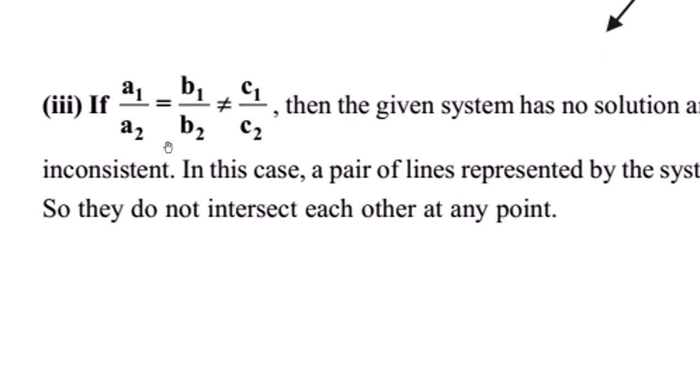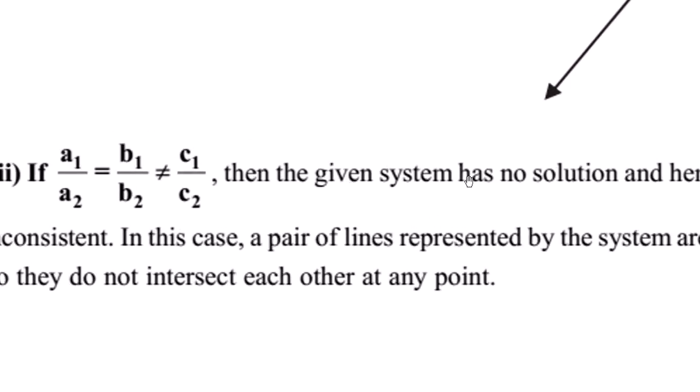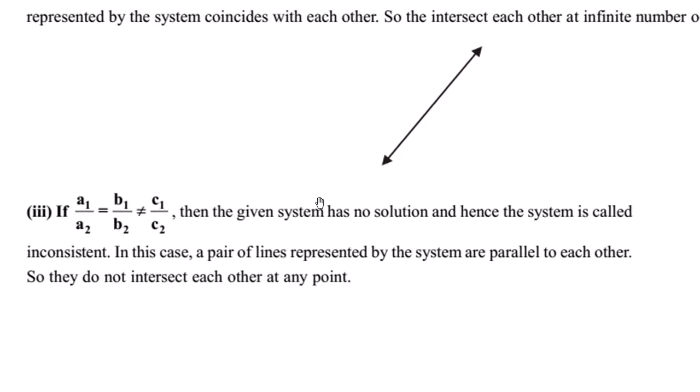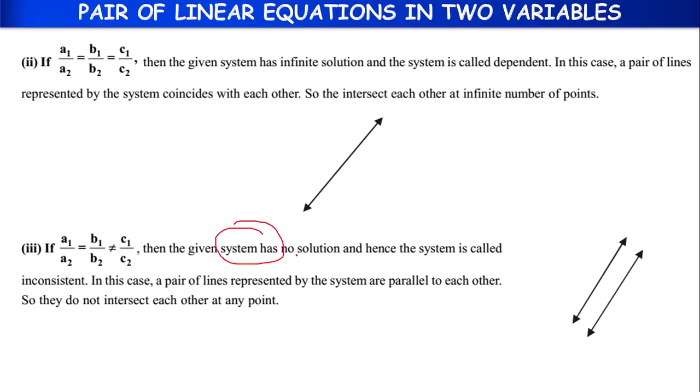Suppose a1 by a2 equals b1 by b2 does not equal c1 by c2, which means the ratio of x coefficients and the ratio of y coefficients are equal, but they are individually not equal to the ratio of constants. Then the given system has no solution, and the system is called inconsistent.